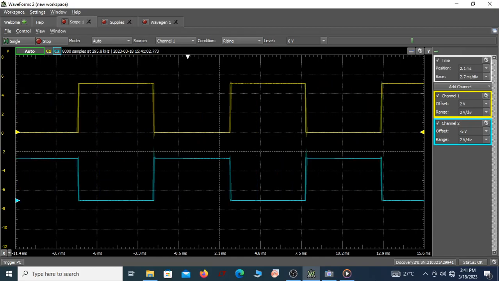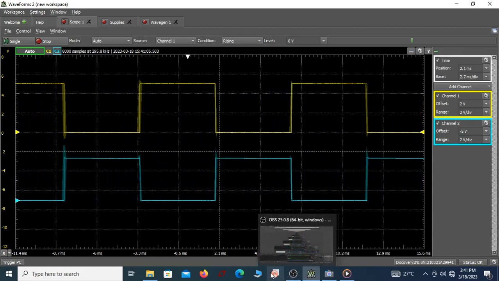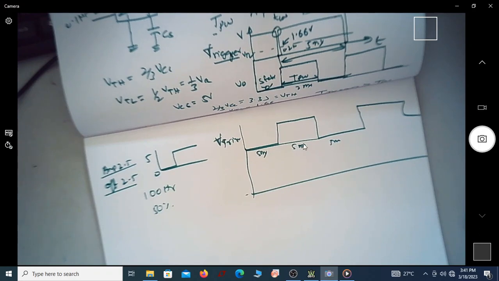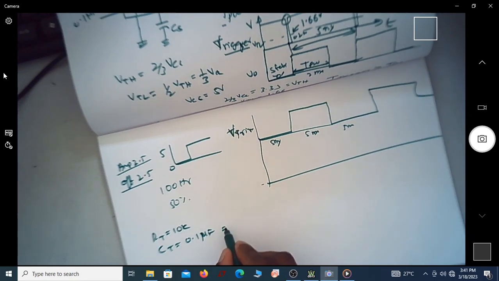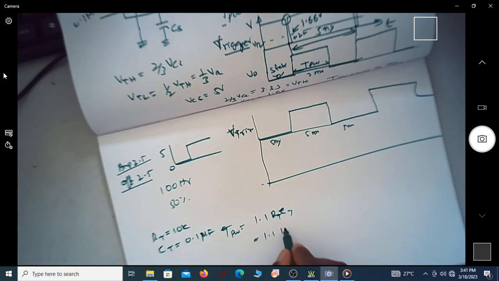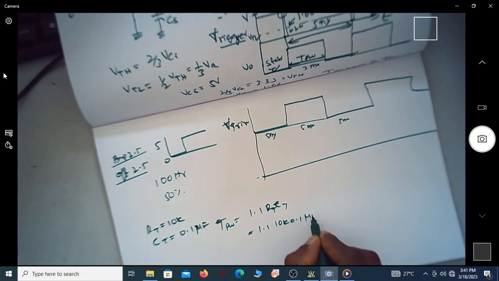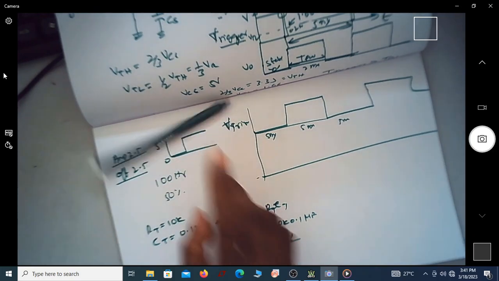This is what I gave, 5 millisecond, 5 millisecond. Let me try to find out what RT-CT is. RT is 10K, and CT, I think, is 0.1 microfarad. As per this, the pulse width T will be equal to 1.1 RT-CT, which will be 1.1 into 10K into 0.1 microfarad. This happens to be around 1.1 millisecond. So this is what is expected.